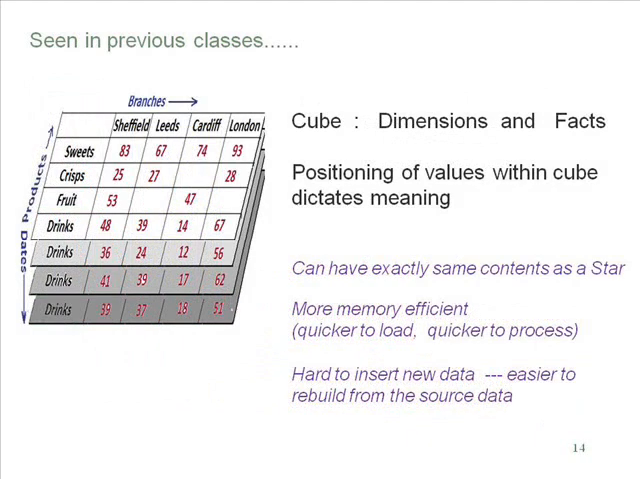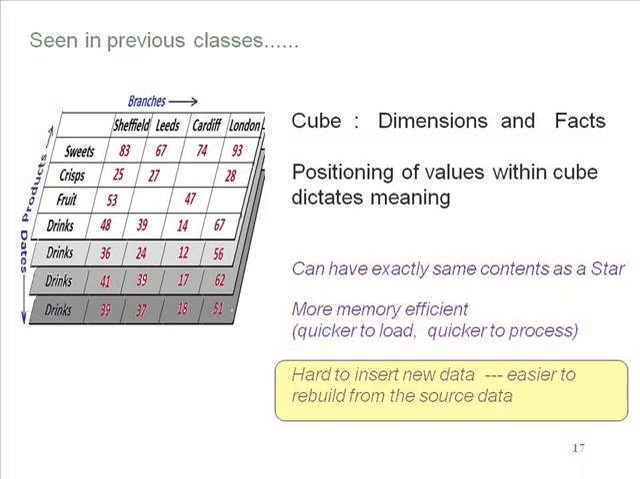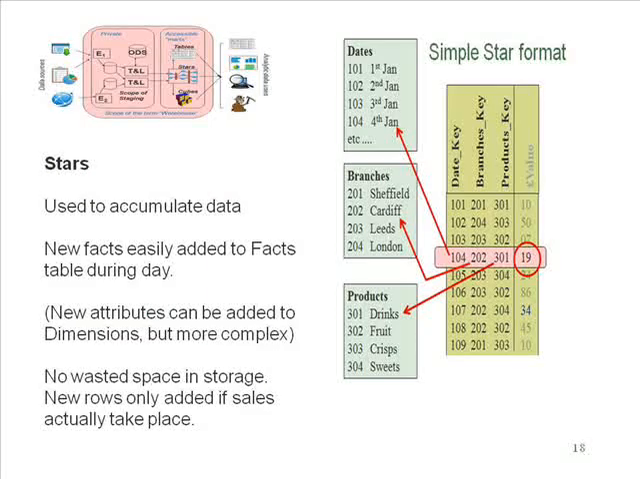But we've also looked at cubes, and these likewise have dimensions and facts. But this time the positioning of values within the rows and the columns of the cubes dictates the meaning of those values. It's important to point out that cubes can have exactly the same data contents as a star, but they can be more memory efficient, and that means they're quicker to load and quicker to process. But it can be technically very difficult to insert new data. It's easier to rebuild the cube on a regular basis. Let's explore each of these in a little bit more detail.